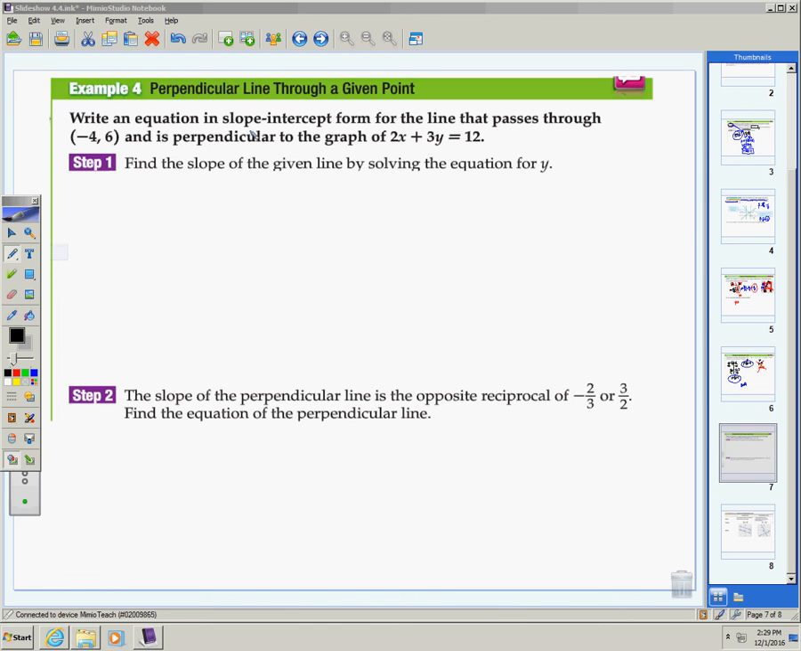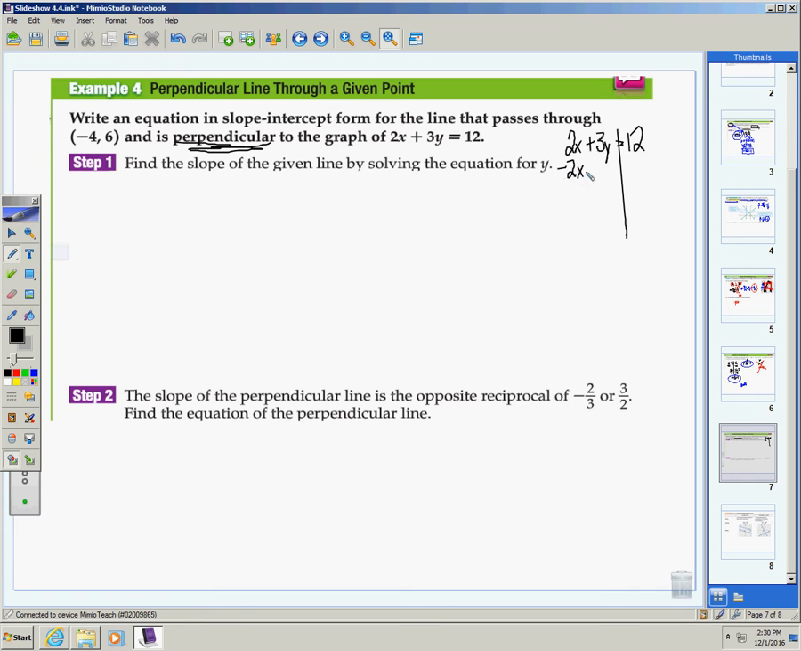Write an equation in slope-intercept form for the line that passes through (-4, 6) and is perpendicular to the graph of 2x + 3y = 12. So the first thing I need to do is figure out what's the slope of this line, which involves solving it for y.